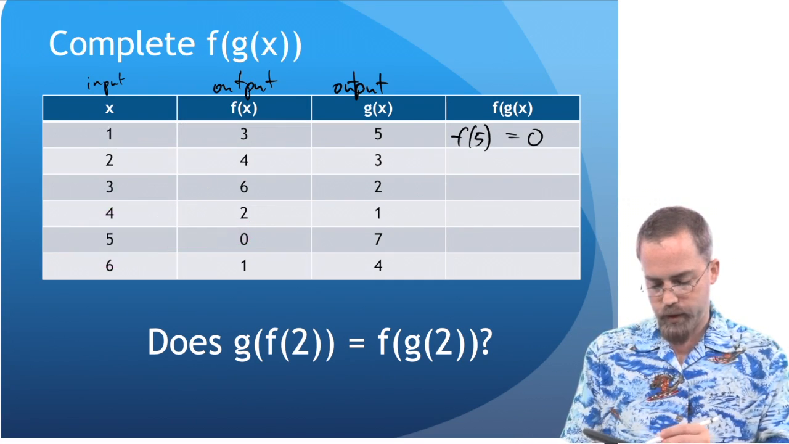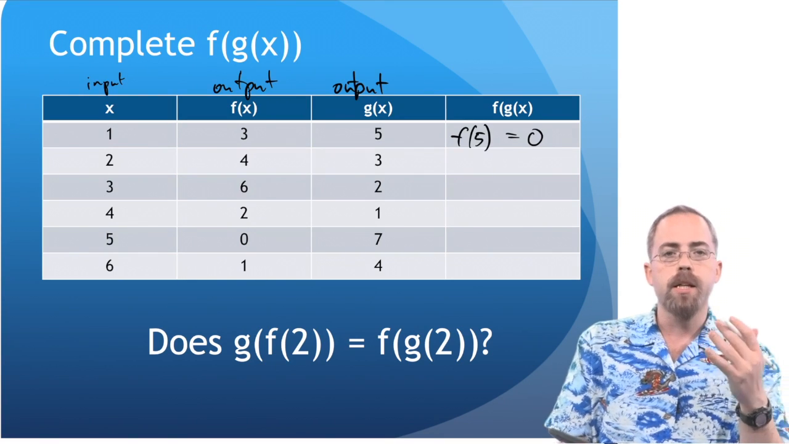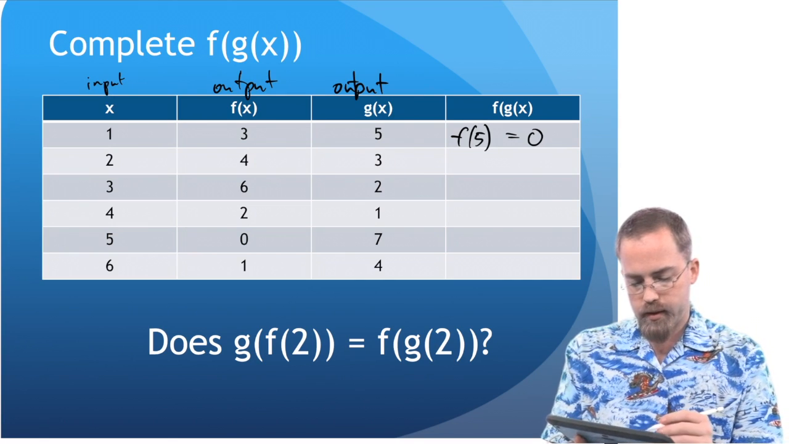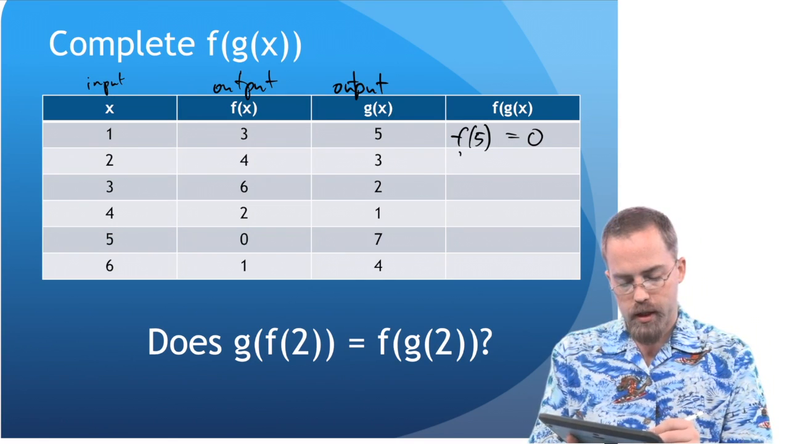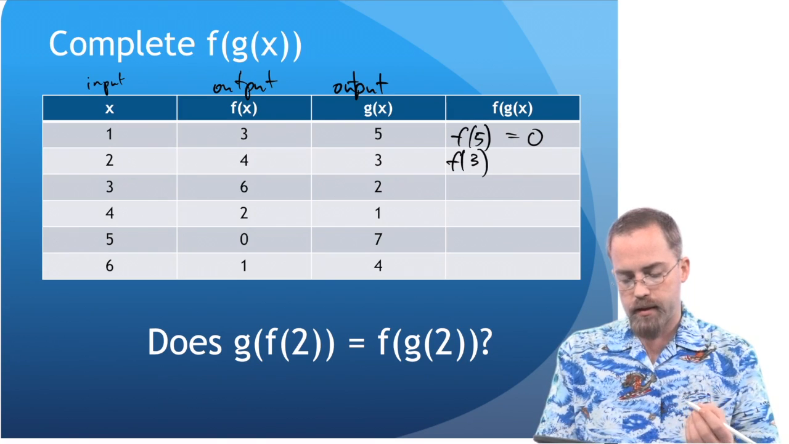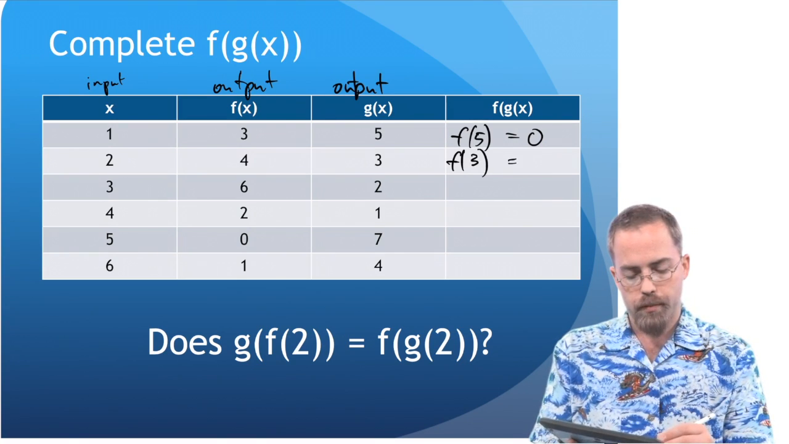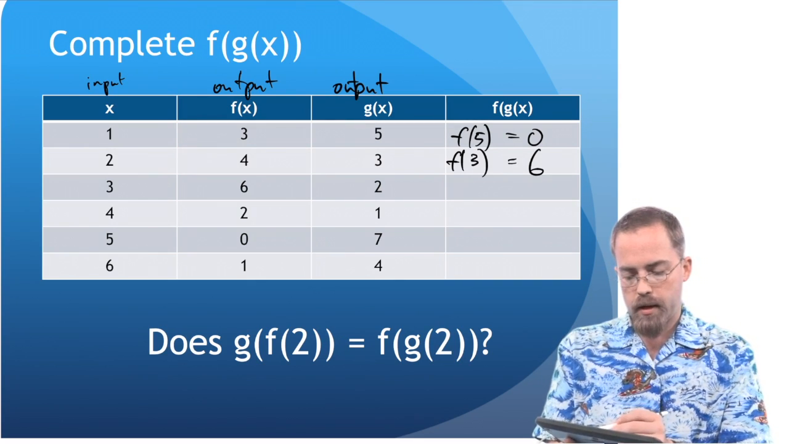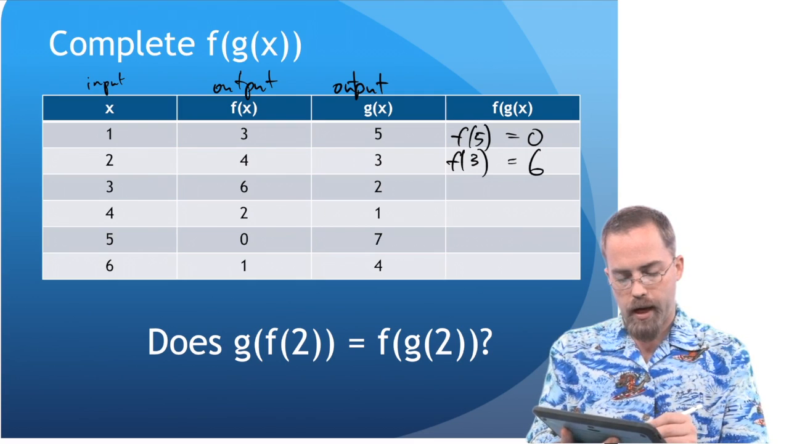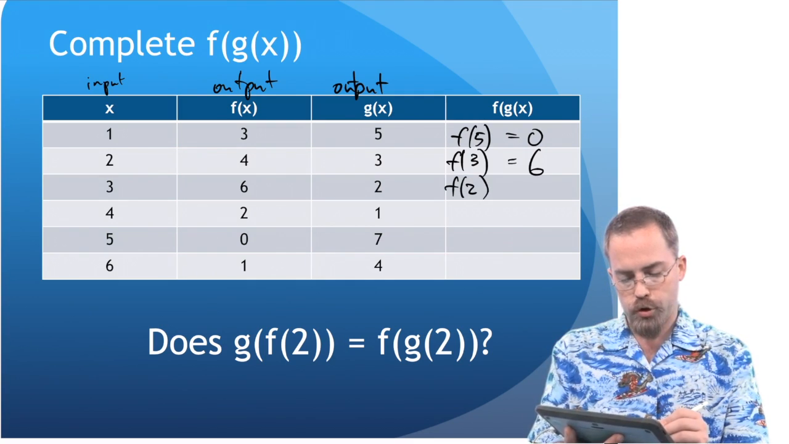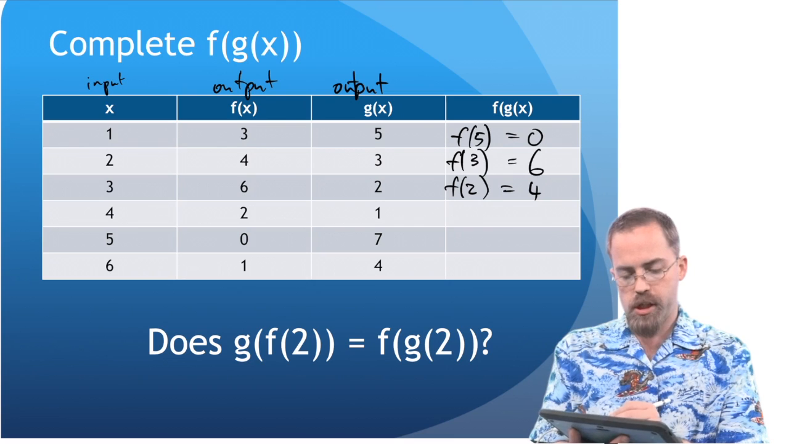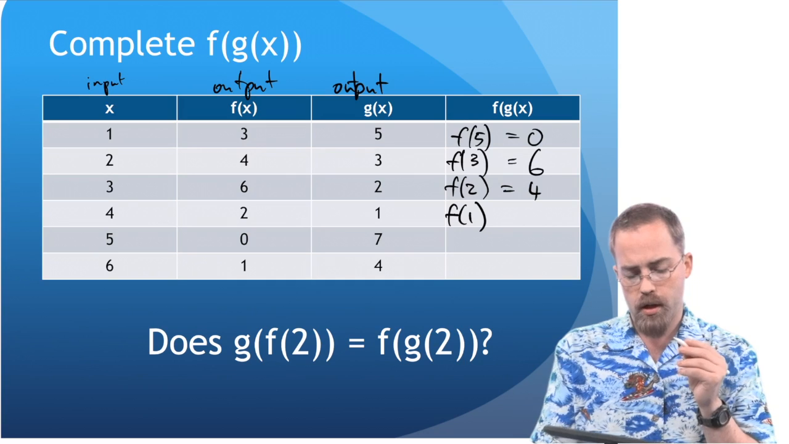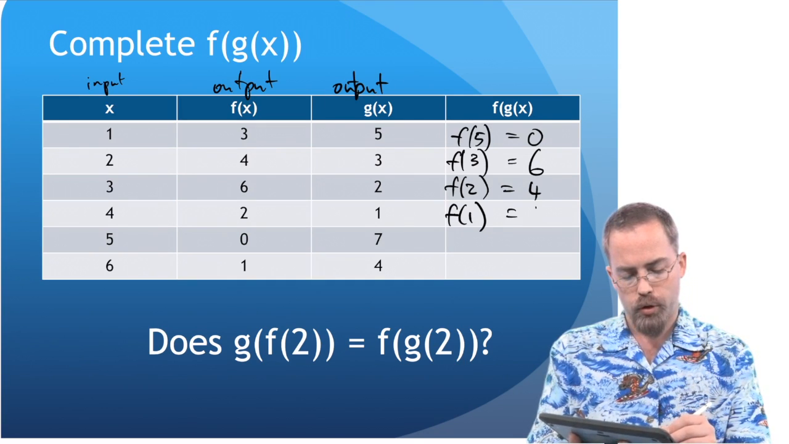And now I need to kind of reset. Next, I'm going to take an input of 2, and I'm going to put it into g first. And g of 2 is 3. And then I'm going to put that inside f, and I'm going to get an output of 6. Keeping going with this chain here, input of 3, g outputs 2, f of 2 is 4. G of 4 is 1, and so then f of 1 is 3.